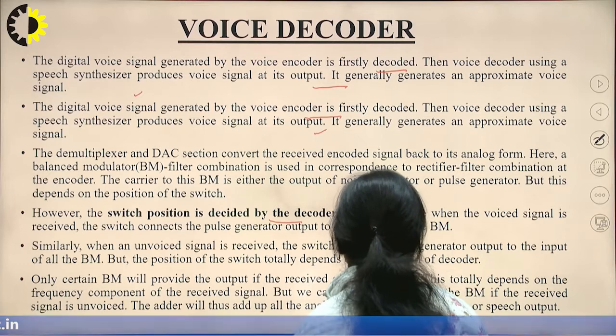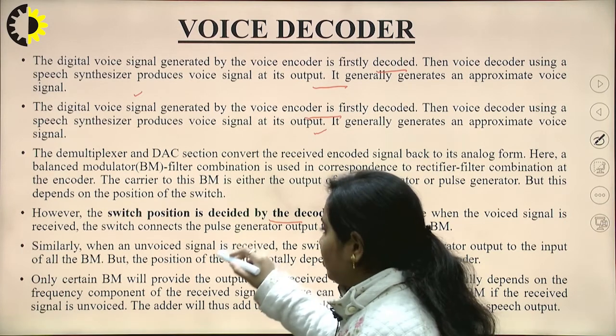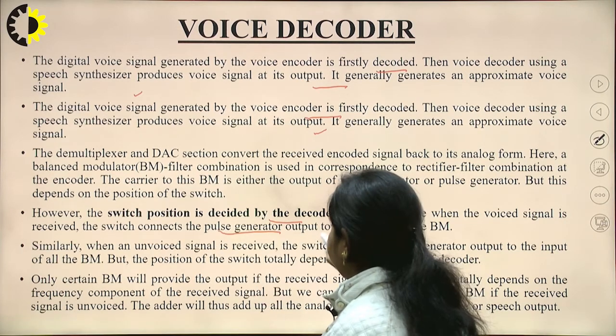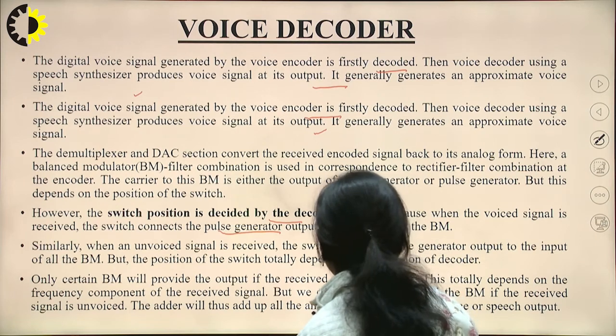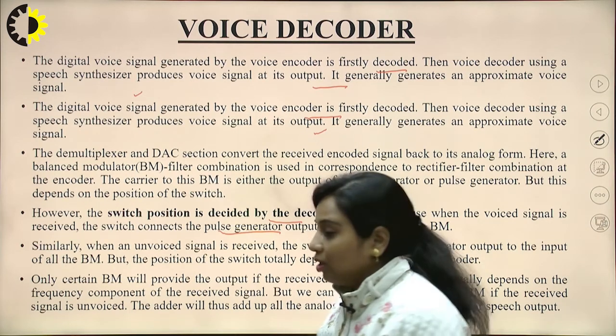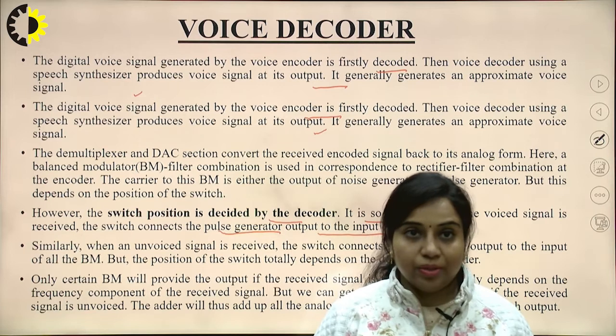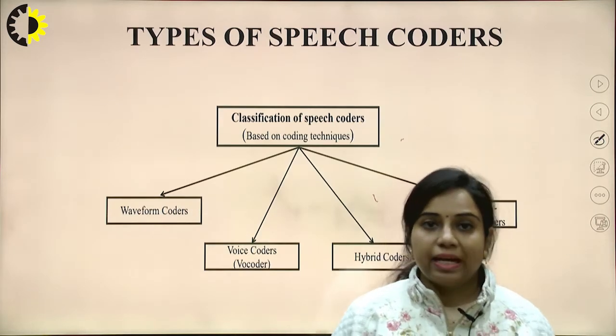It is because when the voiced signal is received, the switch connects the pulse generator output to the input of the balanced modulator. Now next is types of speech coder.